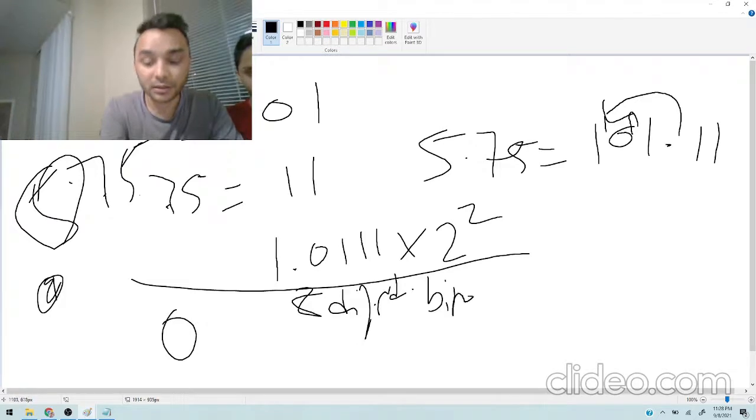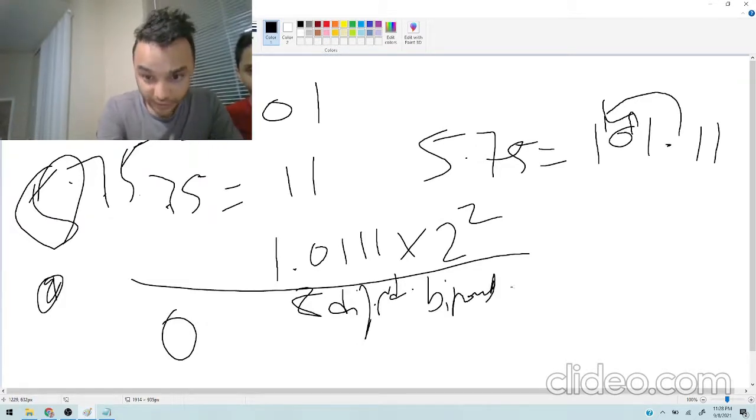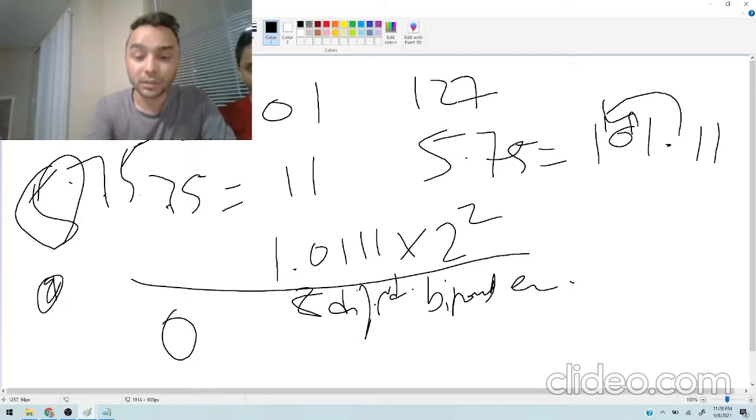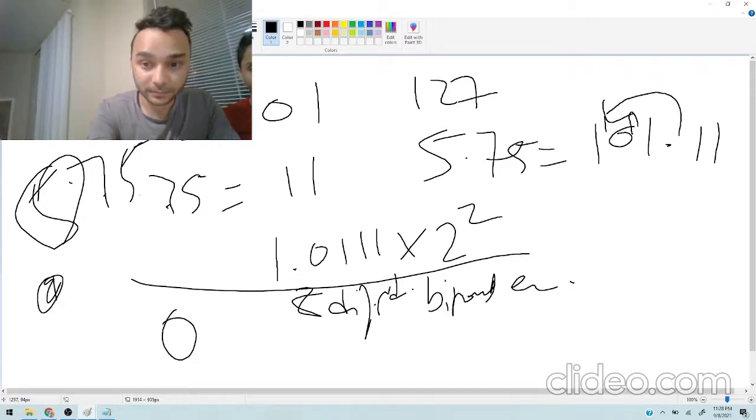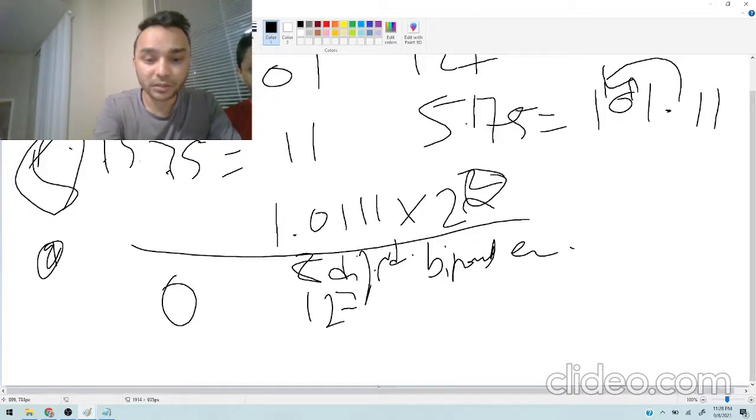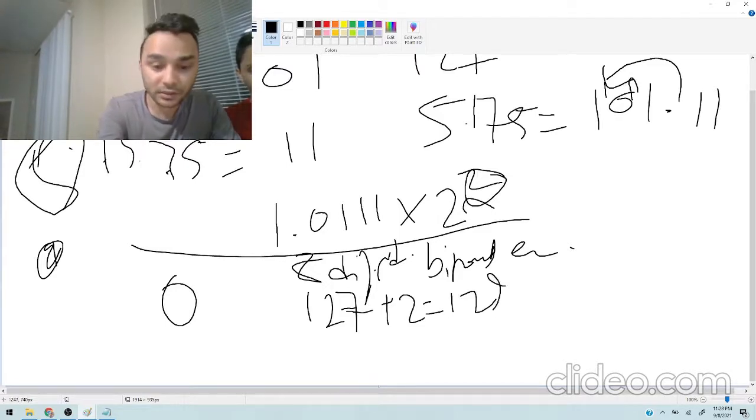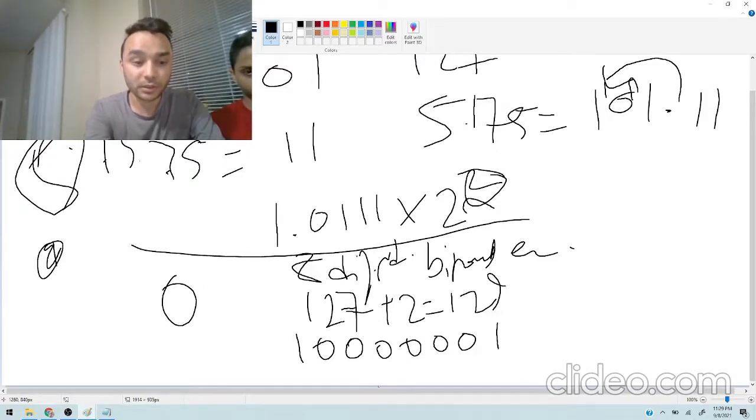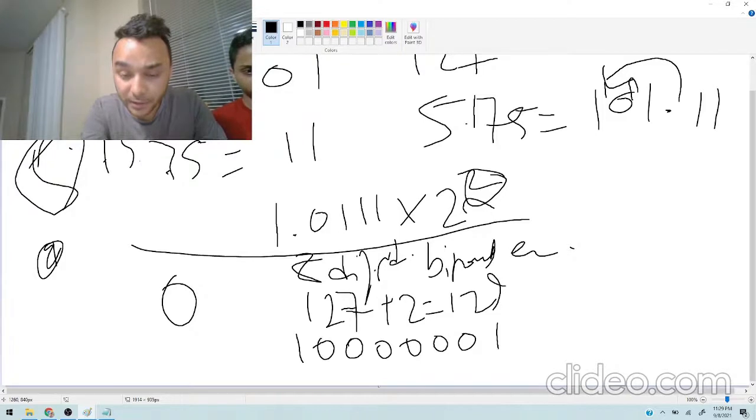After this, we find the 8-digit binary exponent. They have given a bias number, which is 127. So we add the exponent 2 to 127. 127 plus 2 is 129, and the binary number for 129 is 10000001. So we found the sign and the 8-digit binary exponent.